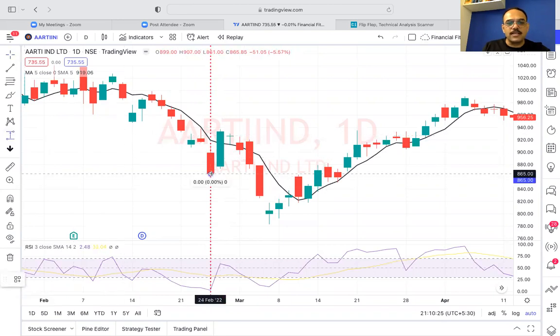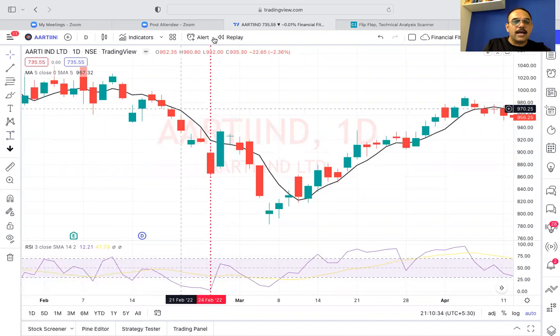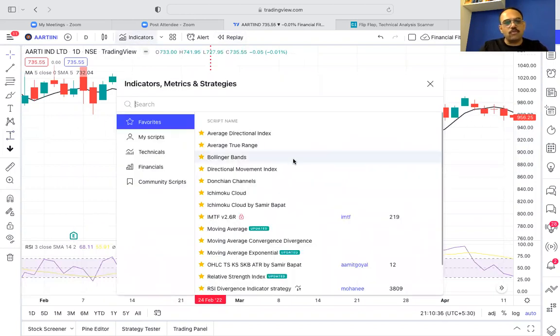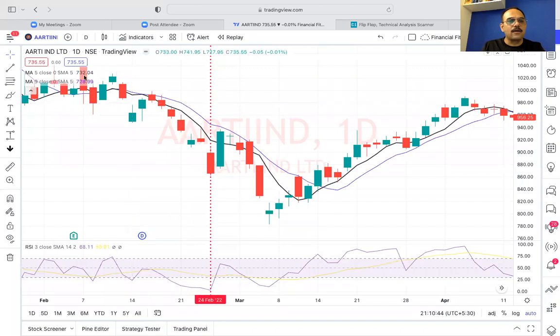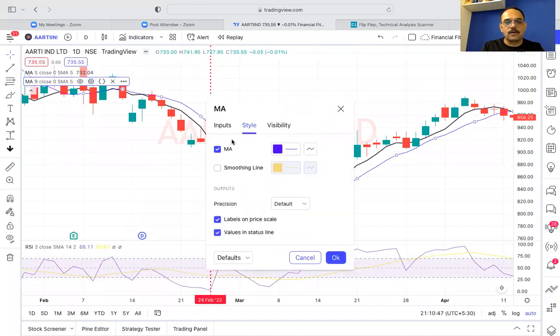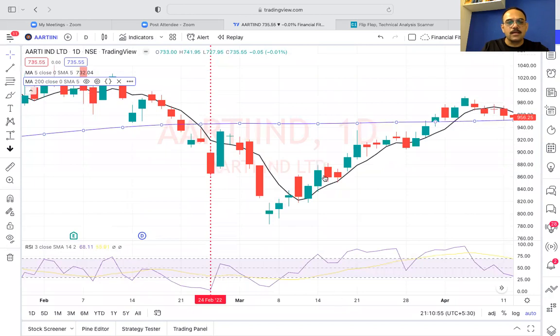So now you can just see that we are able to generate, this time we are lucky, 7% returns. I will put one more moving average to make it more effective, which is the 200 days moving average. Okay. I'll tell you later what happens to the 200 moving average. So this is how you have to trade.